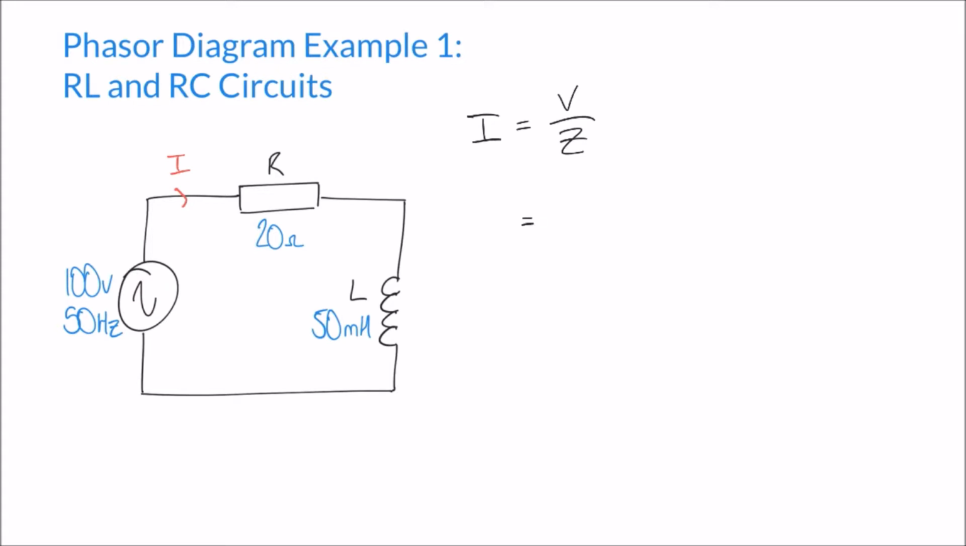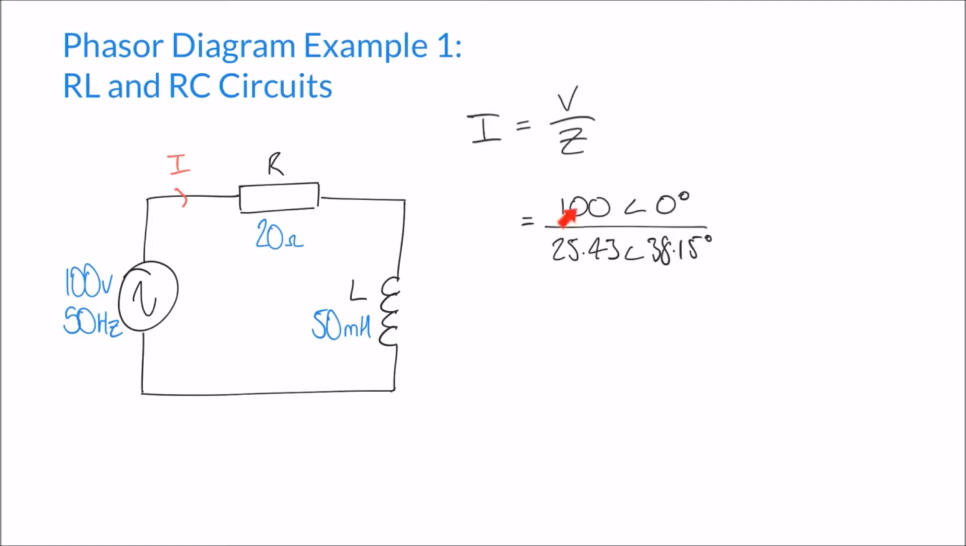And our voltage is marked as 100 volts, and because it's our supply voltage, we're going to assume that that's a reference voltage of 0 degrees. If it doesn't say otherwise, then we're going to assume that that supply voltage is at 0 degrees by default, as it were. Divided by our impedance, which you just calculated in polar form, it was 25.43 at an angle of 38.15 degrees.